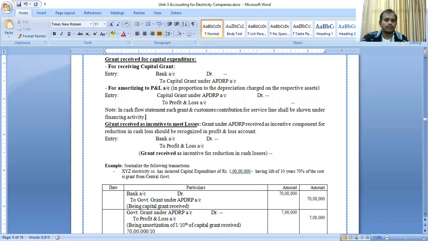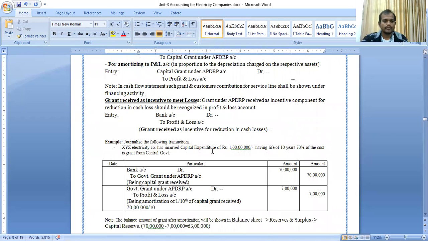Okay, how to journalize the entry for the grant received as an incentive? Whenever we receive it, bank account debit to profit and loss account, because we have to treat it as an incentive grant, and to meet the losses in the profit and loss account, we have to show it in the credit side of the profit and loss account.